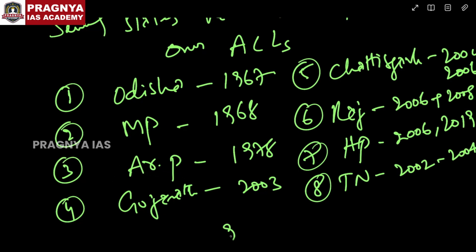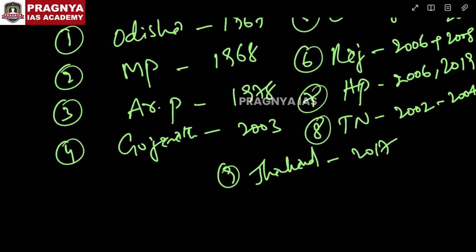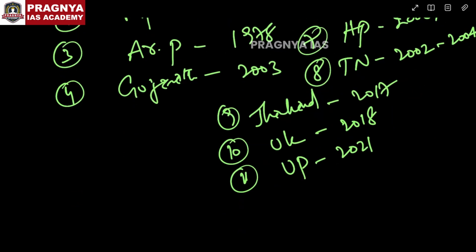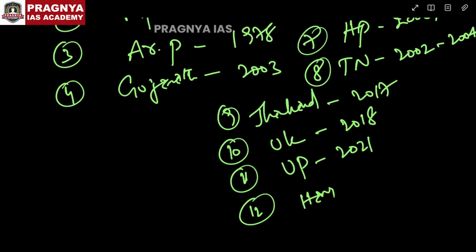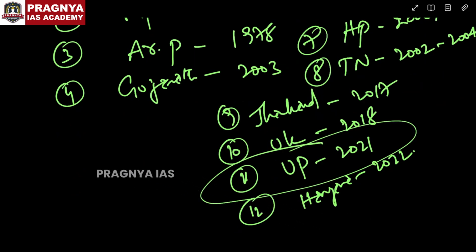Likewise, Jharkhand in 2017, Uttarakhand in 2018, Uttar Pradesh in 2021, and Haryana in 2022. So these states have enacted laws prohibiting various forms of religious conversions with enhanced penalties for conversions involving SCs, STs, minorities, and women. And what is the controversy now with this bill?